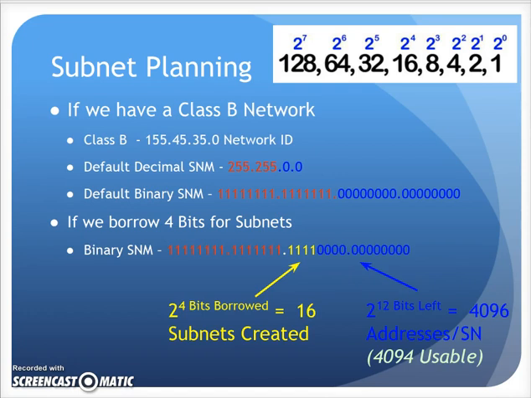If I have a Class B, I have more bits to work with. So in this case, if I borrow 4 bits for subnets, 2 to the 4 is going to give me 16 subnets.